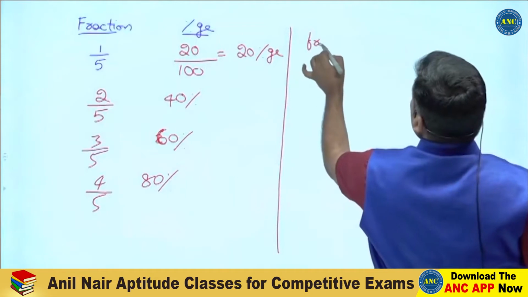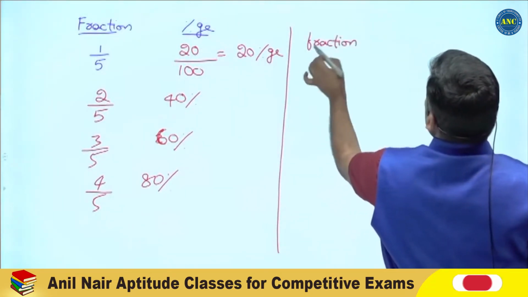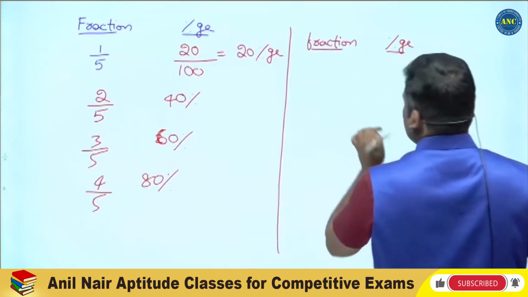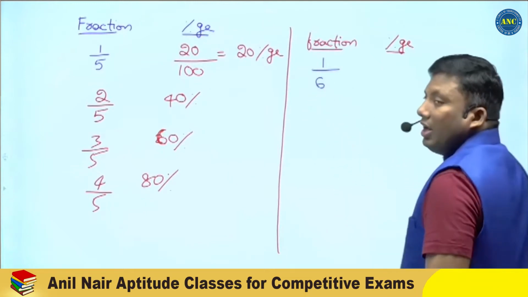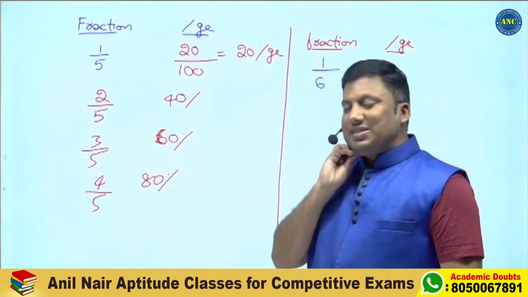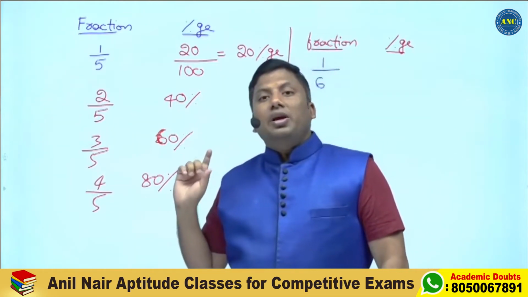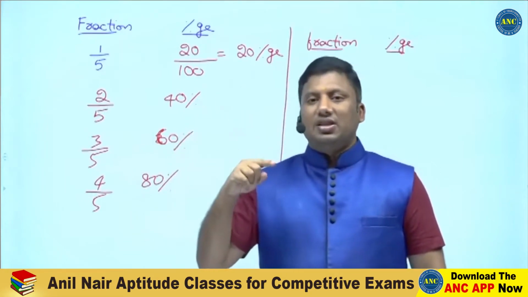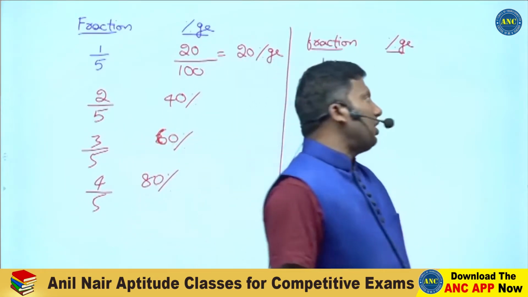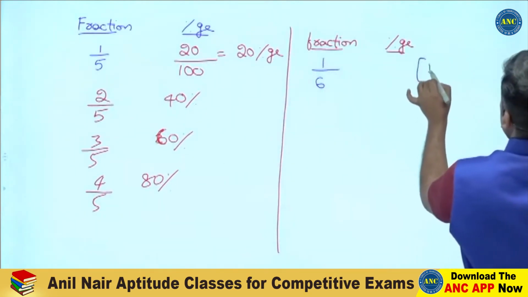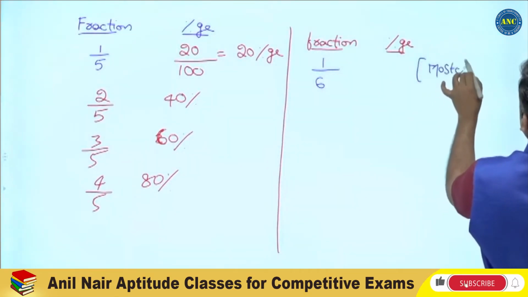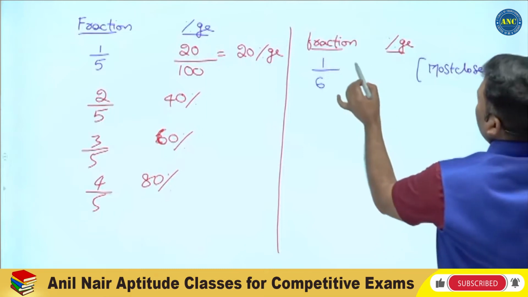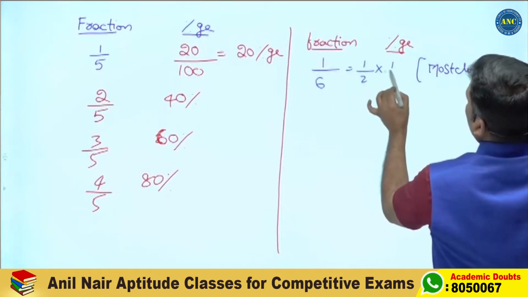Next one, fraction and percentage. 1 by 5 is over. Next is 1 by 6. 1 by 6 is 1 by 2 into 1 by 3. 6 goes how many times in 100? 6 16s are 96. 6 17s are 102. 6 will not go exactly, so I am getting the most closest answer. So this can be written as 1 by 2 into 1 by 3.